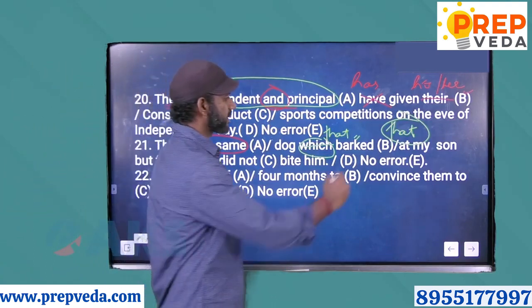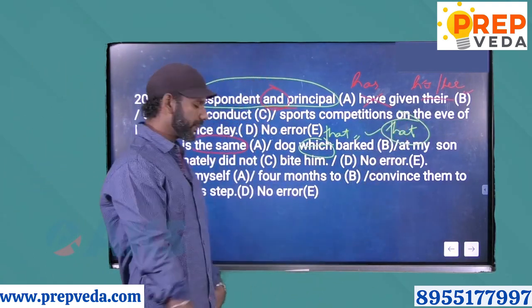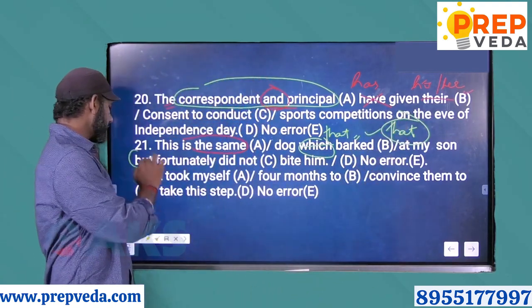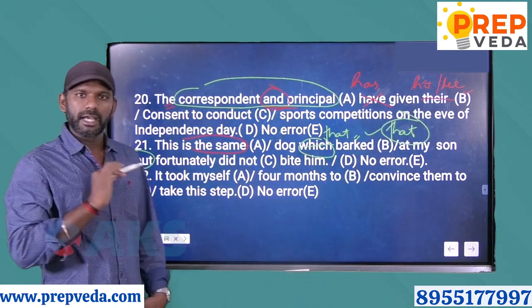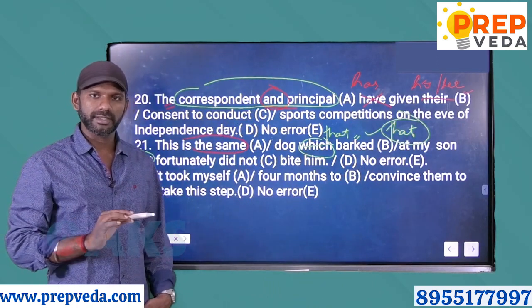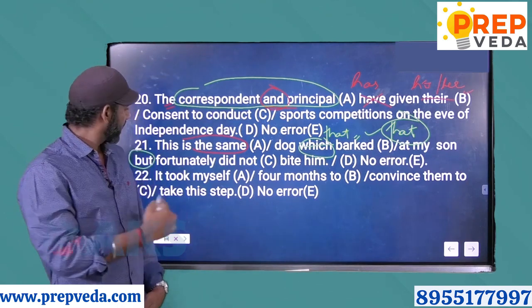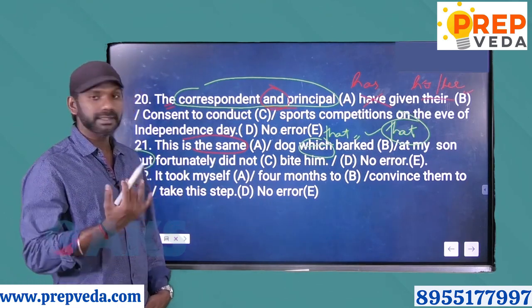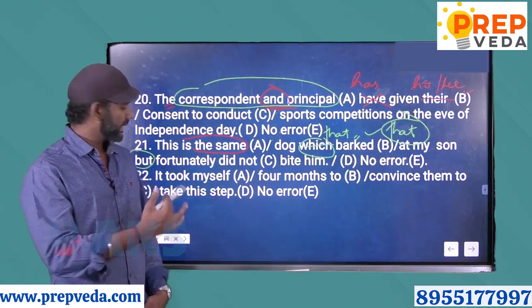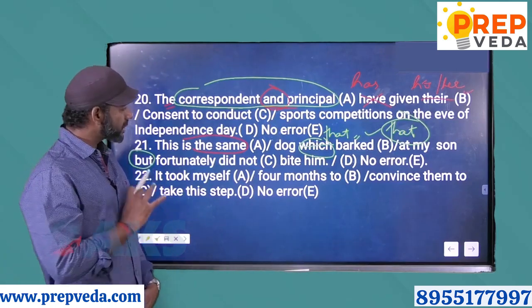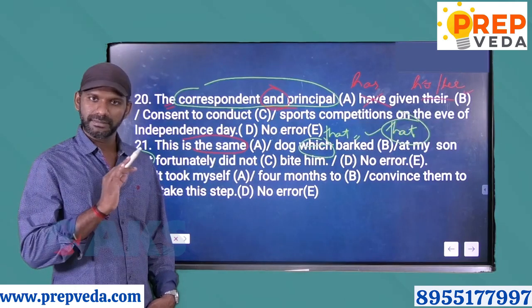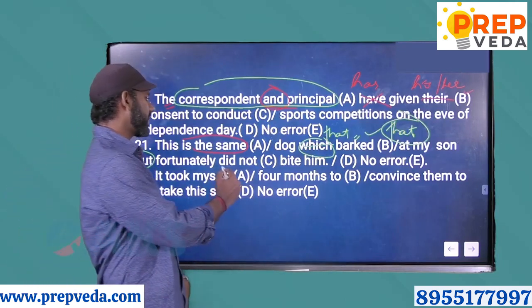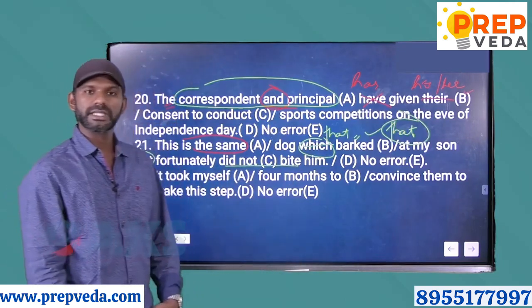So the error in this statement is in part B. "But" is a contrast indicator. Every contrast indicator must connect one positive idea and one negative idea. The idea before "but" is, this is the same dog that barked at my son. Negative. The idea after "but" is, fortunately did not bite him. Positive.